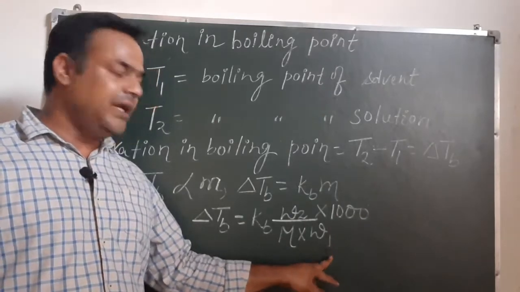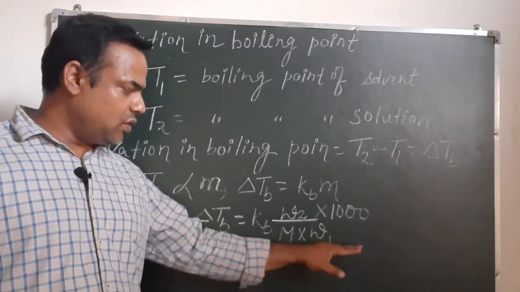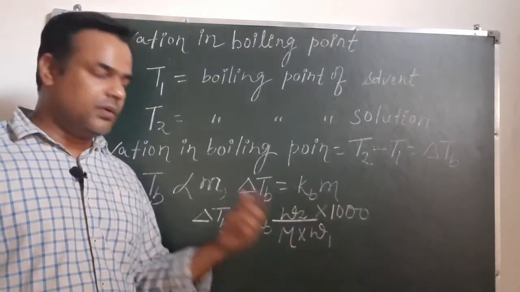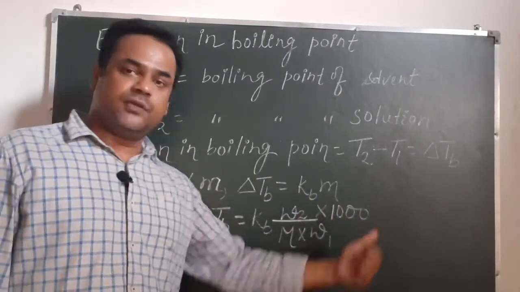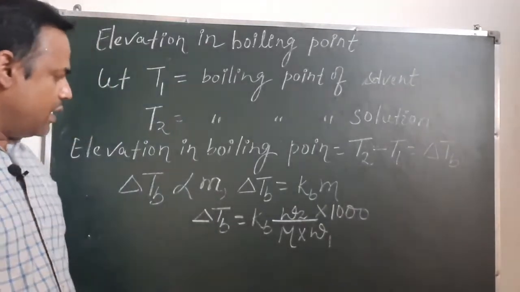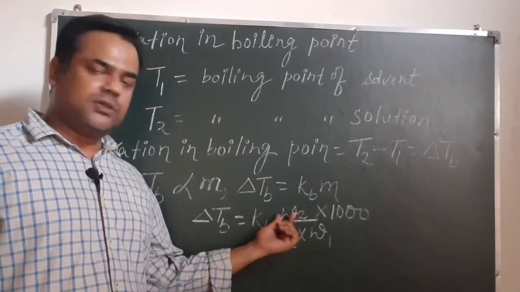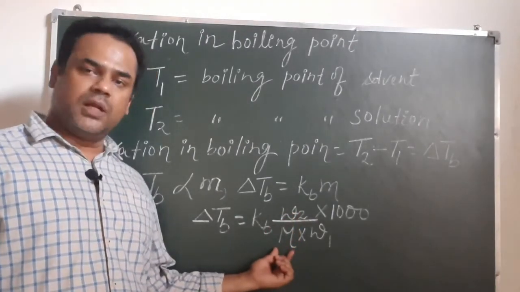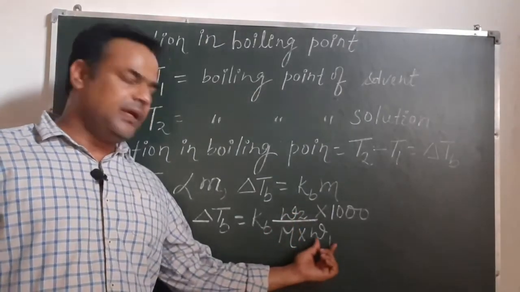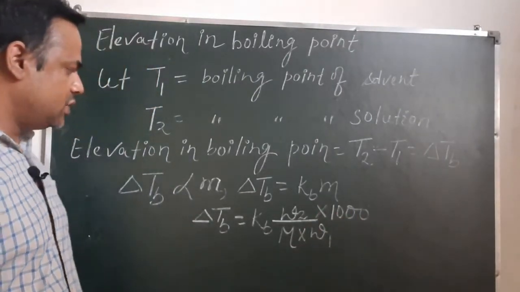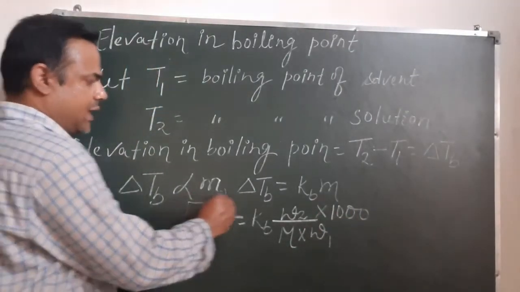So mass of solvent is in gram. To convert this into kilogram, we need to divide by 1000. When we divide by 1000, it goes upside, so it comes here as a multiplication factor, that is 1000. So delta TB will be equal to Kb, the ebullioscopic constant, times mass of solute divided by molar mass of solute multiplied by mass of solvent, multiplied by 1000. So this is the elevation in boiling point.